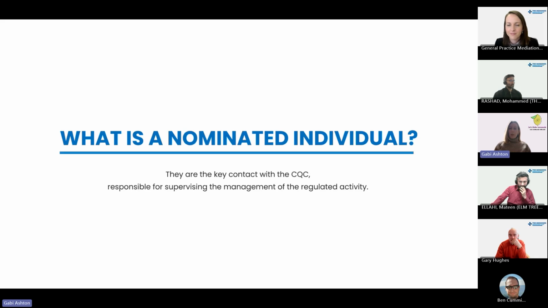So the nominated individual acts as the key point of contact for the CQC. Their role is to ensure that the service is compliant with the legal and regulatory requirements, and they are responsible for overall governance and leadership of the service. Specifically, this includes supervising the registered manager and promoting high quality care through that support. So this is very much making sure that the registered manager has all of the resources and support that they need, and that's for the nominated individual to oversee.